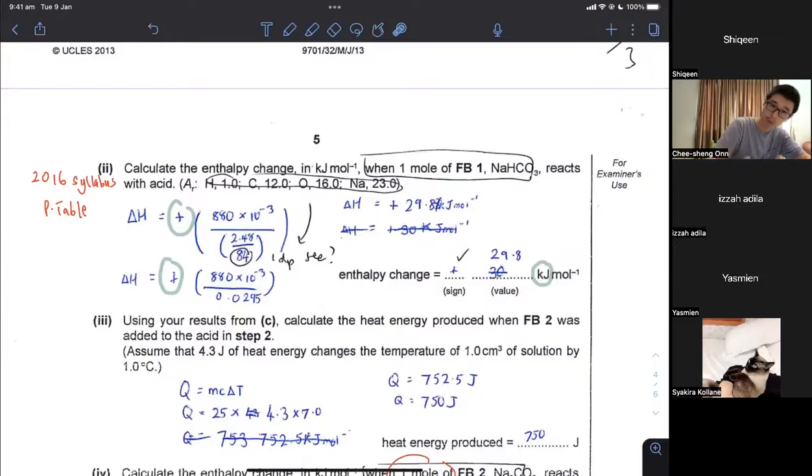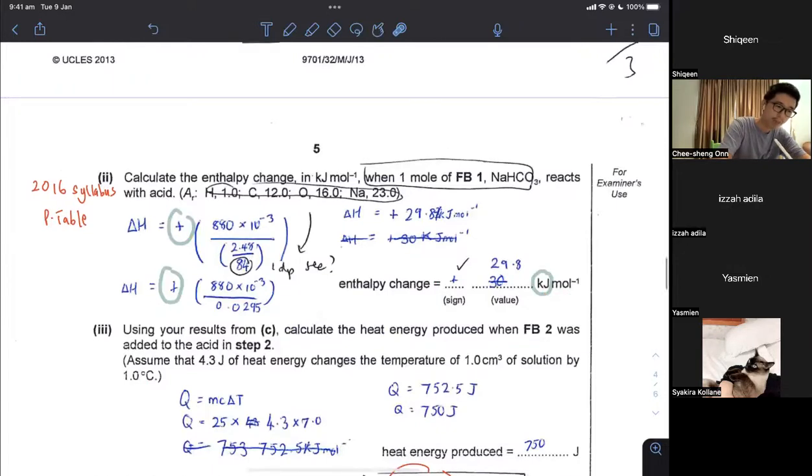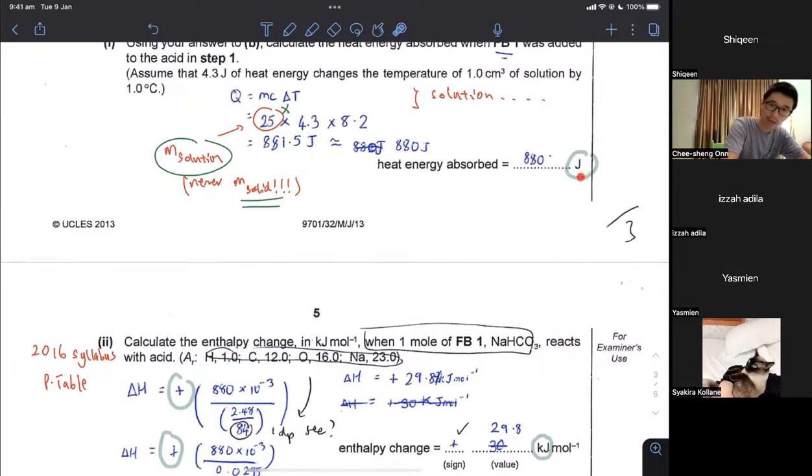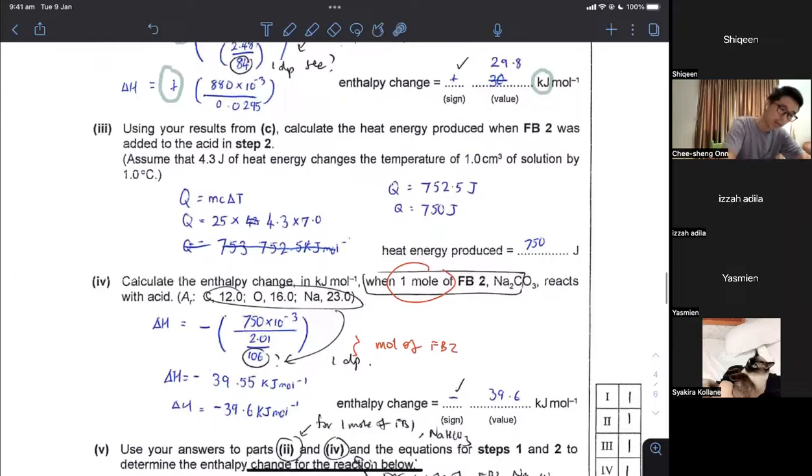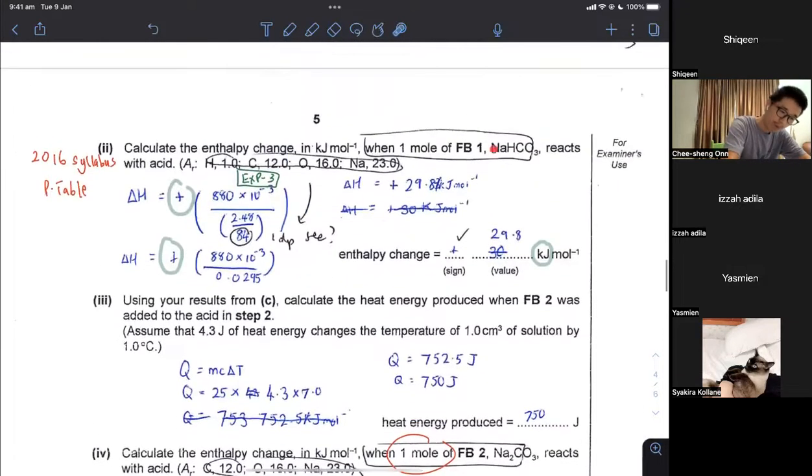The temperature of the solution drops because the reaction absorbs heat energy. Enthalpy change is always in kilojoule per mole, so you have to convert the heat energy to kilojoules by dividing by 1,000, which is times 10 to the minus 3. On your calculator, this means EXP minus 3. EXP should be the button next to the answer button or next to the pi button. You're supposed to work out the value for 1 mole of FB1.